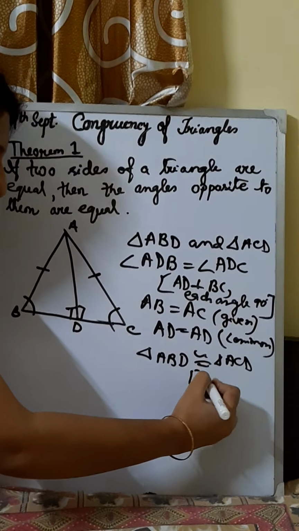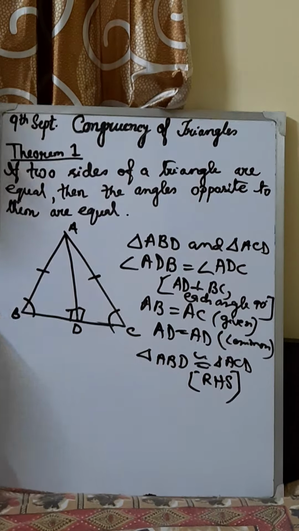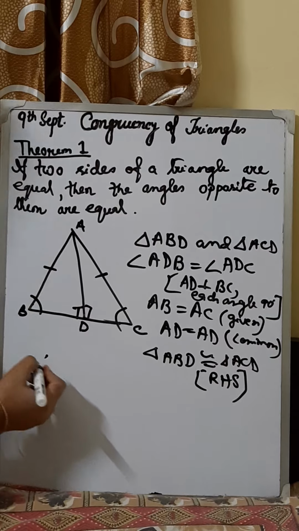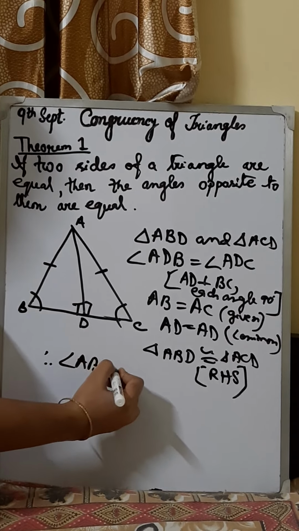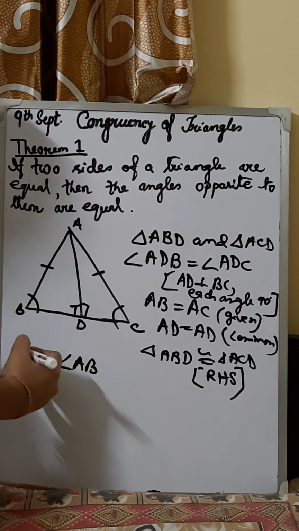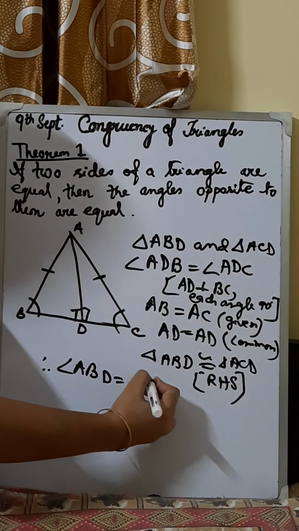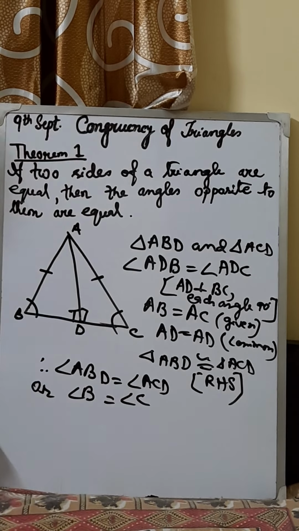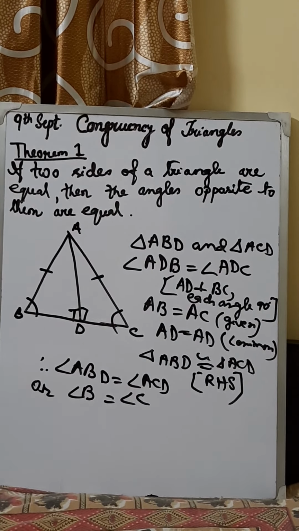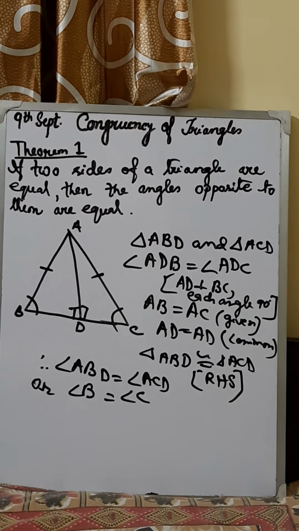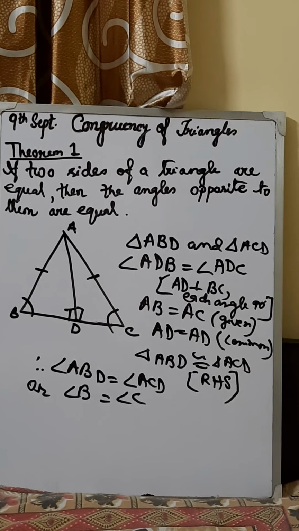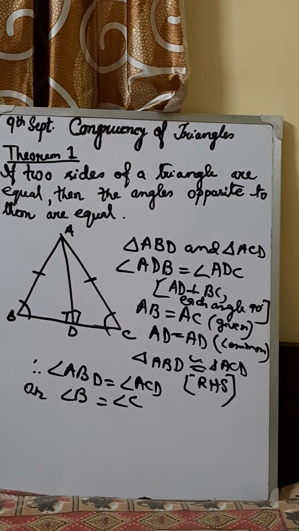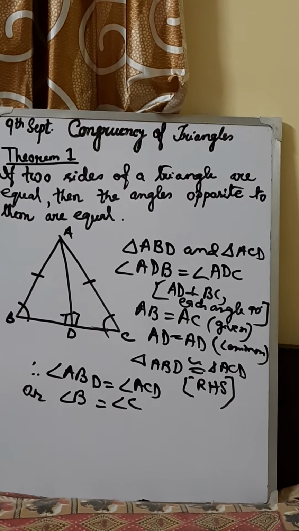That means RHS condition is fulfilled here. So, therefore, if they are congruent, we can say that angle ABD equals angle ACD, or you can say that angle B equals angle C. That means we can prove that if two sides of a triangle are equal, then the angles opposite to them are also equal. This is theorem 1.